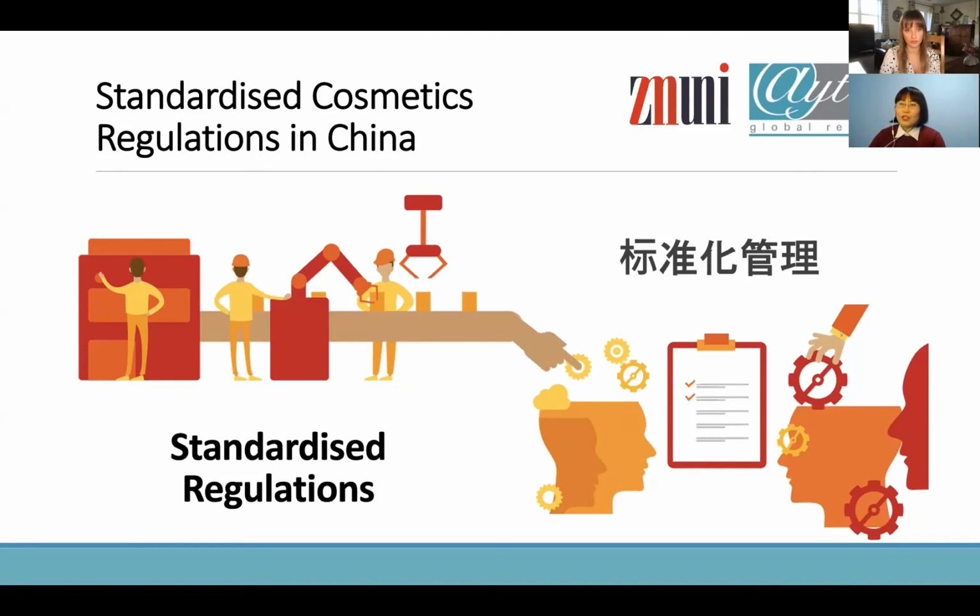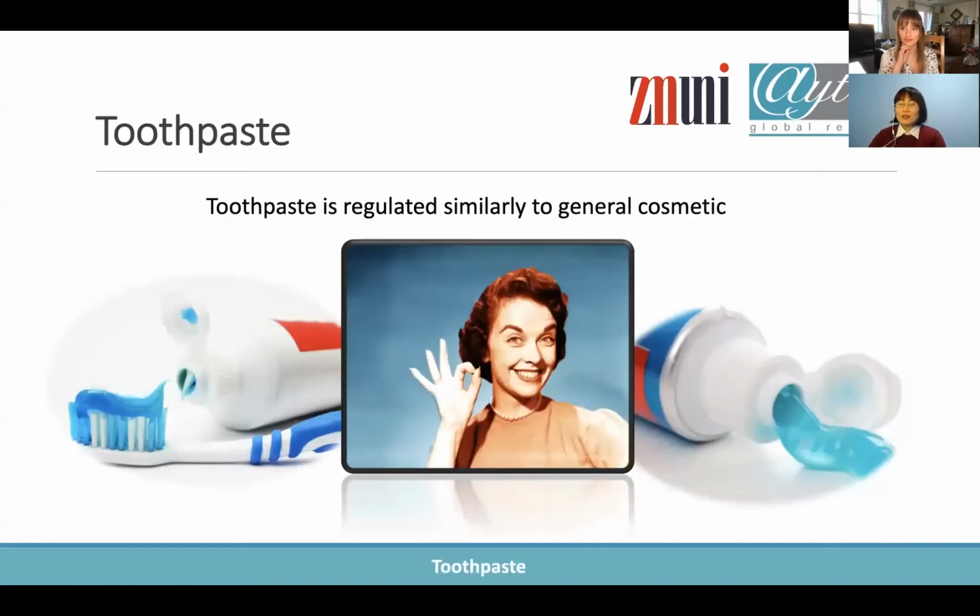So any new cosmetic products or cosmetic ingredients have to pass the reviews and also get good feedback from Chinese consumers for up to 5 years before you can really register your product in China. So that's what standardized means in China. You have to really go in with these strict rules of the Chinese government.